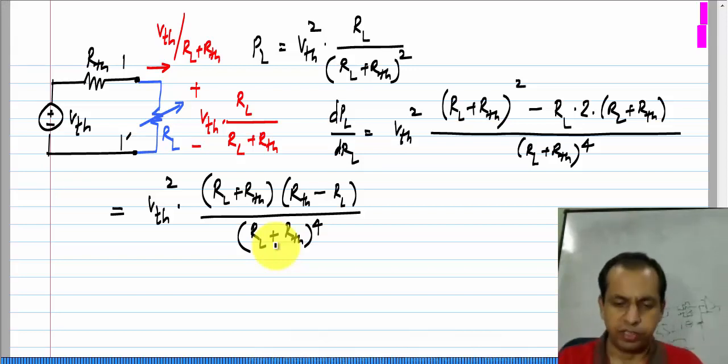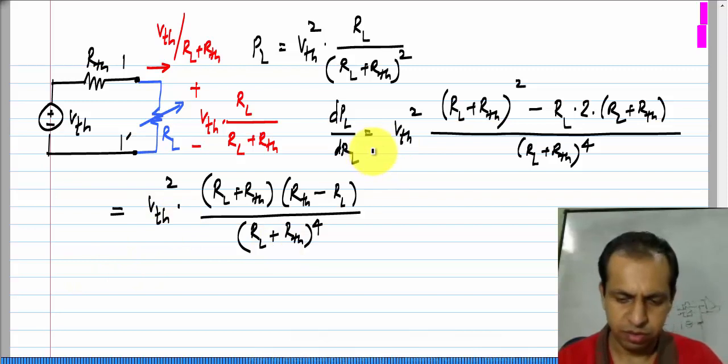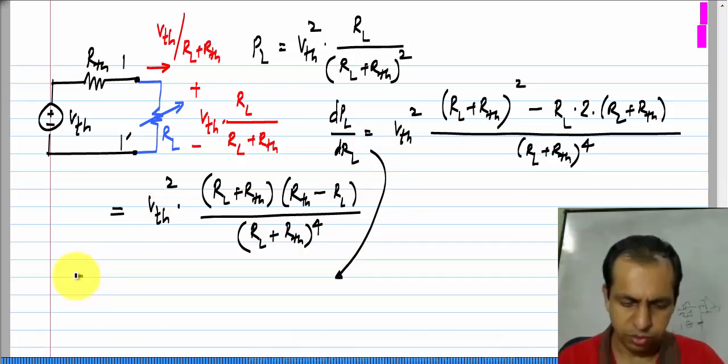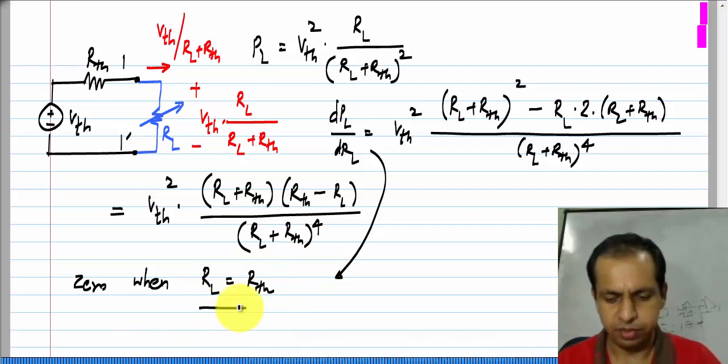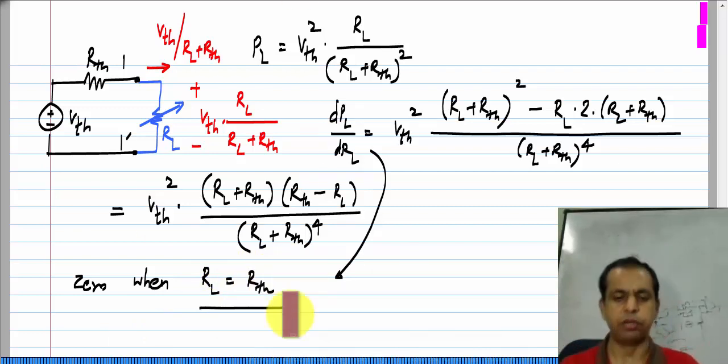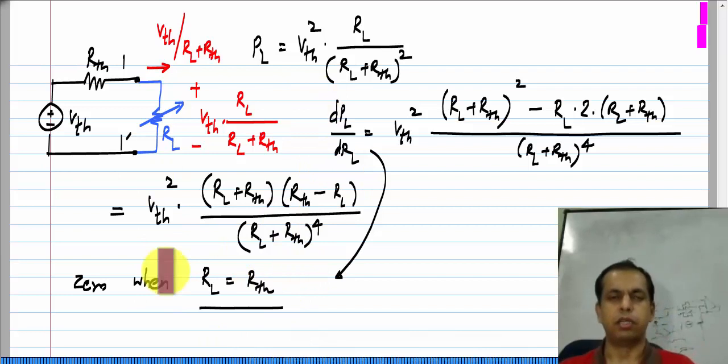Now, it is very easy to see that this goes to 0 when RL equals RTH. When RL equals RTH, the derivative goes to 0. So, that is when the extreme must occur, and it turns out that that is the maximum.